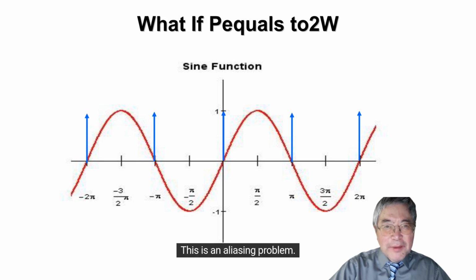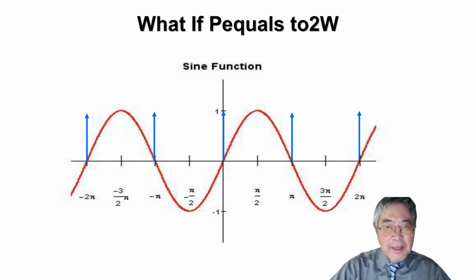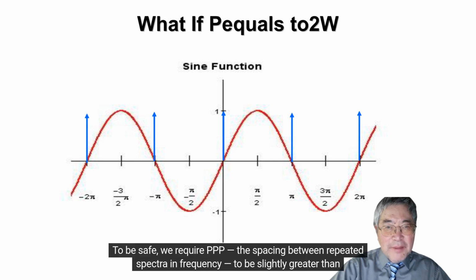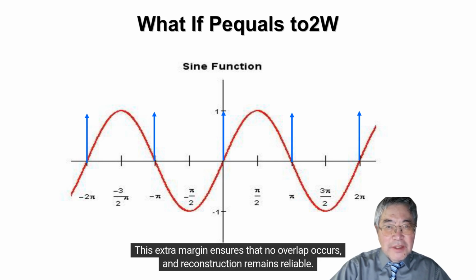This is an aliasing problem. That's why in practice, sampling exactly at 2W is risky. To be safe, we require P, the spacing between repeated spectra in frequency, to be slightly greater than 2W. In other words, the sampling rate should be a little higher than twice the maximum frequency in the signal. This extra margin ensures that no overlap occurs and reconstruction remains reliable.